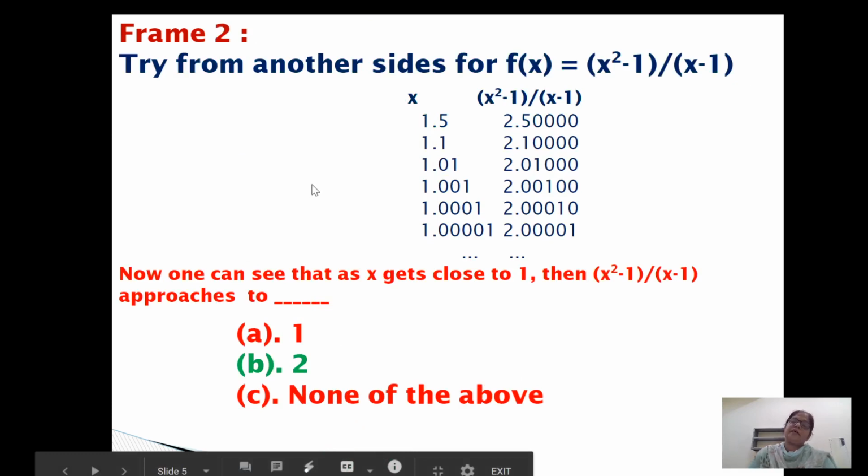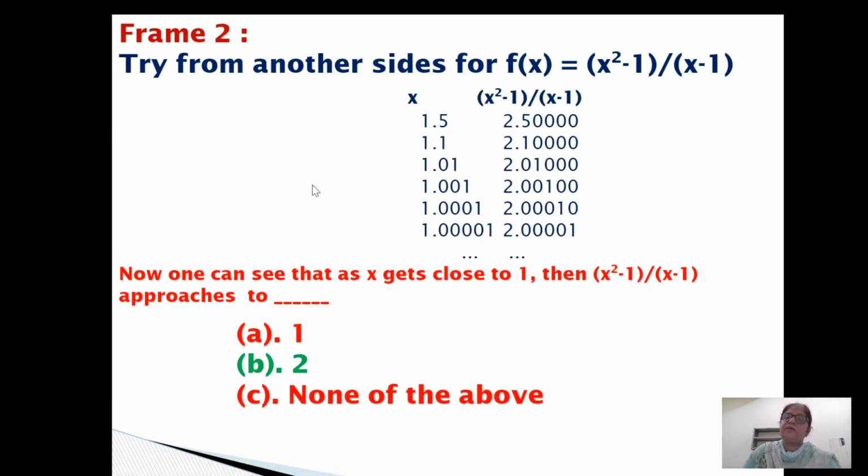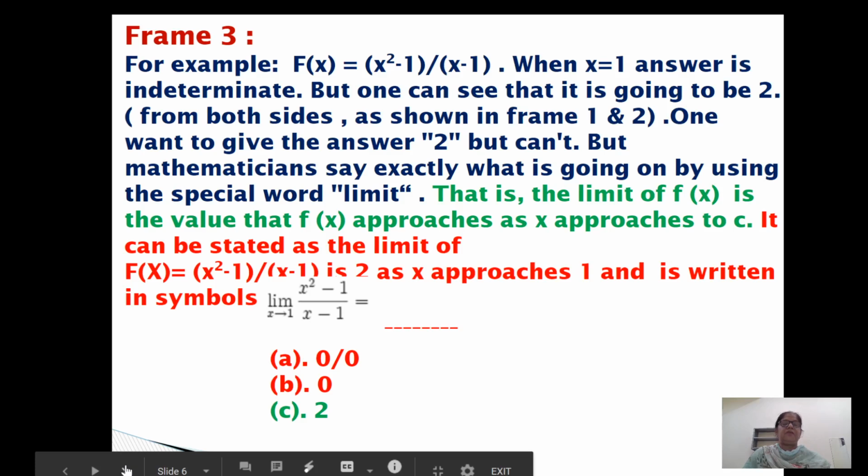Now try from the other side. F of x is equal to x square minus 1 divided by x minus 1, by putting x equal to 1.5. Whenever you put x equal to 1.5, the given function gives the value 2.5. When you put x equal to 1.1, it gives the value 2.1, and so on. Finally when you put 1.00001, the value is 2.00001. Now we can see that as x gets close to 1, the given function x square minus 1 divided by x minus 1 approaches what? That is 2. That is the meaning of approaching.